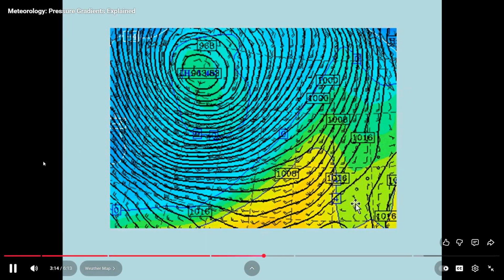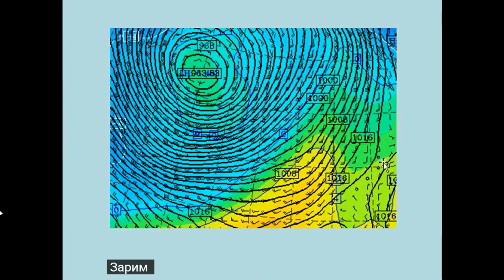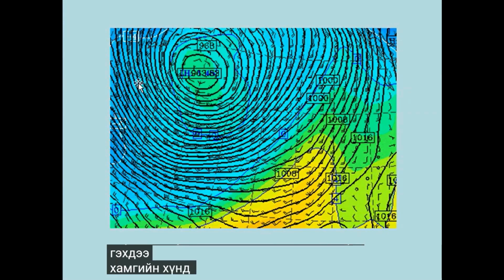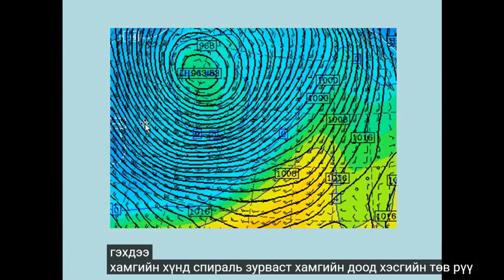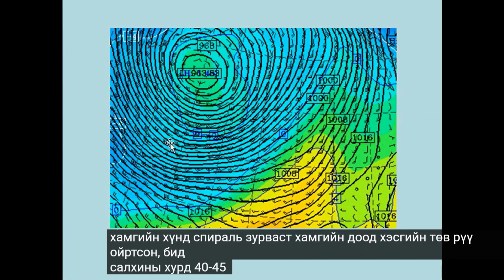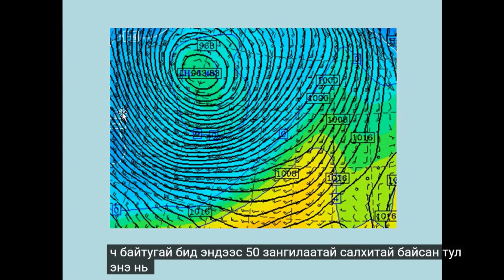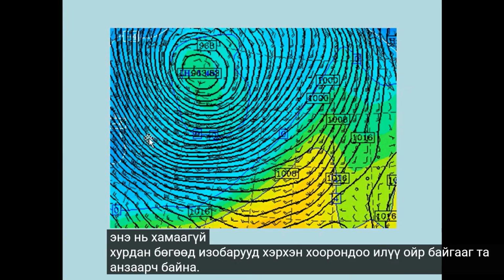They're only about 5 to 10 knots, even non-existent at all in some locations. But closer to the center of the low here, in the heaviest spiral bands, we have wind speeds of anywhere from 40 to 45, and we even have some 50-knot winds up and through here. So this is much faster, and you notice how the isobars are much closer together.